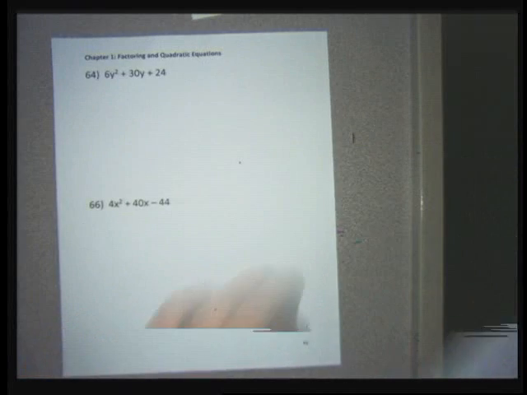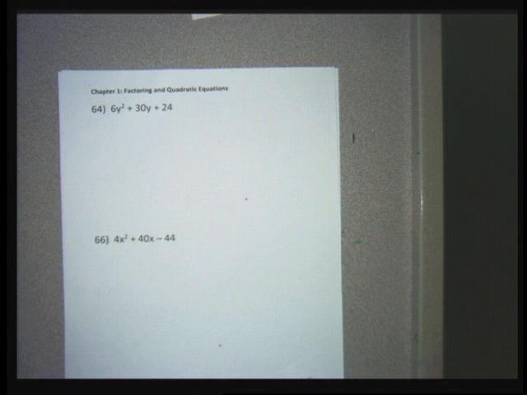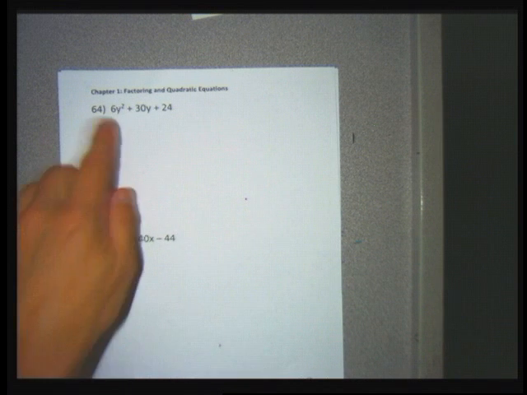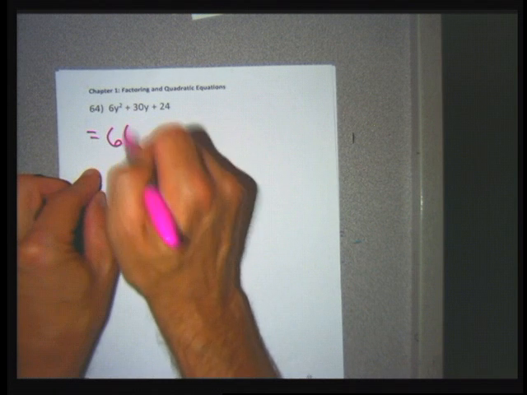64 and 66, there's a number in front of the squared term, but it's a common factor. The first step in every problem in the last group of problems is to look for a common factor and factor it out, or if the first term is negative, factor out a negative 1. Here there's a common factor of a 6. I'm going to factor out a 6.